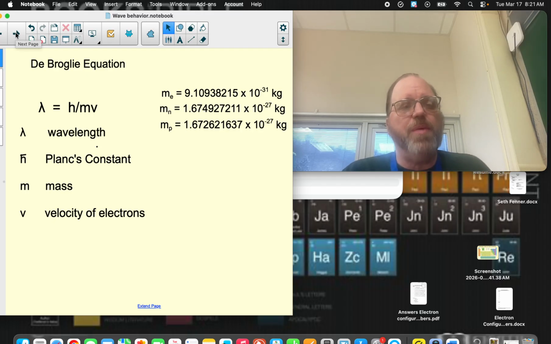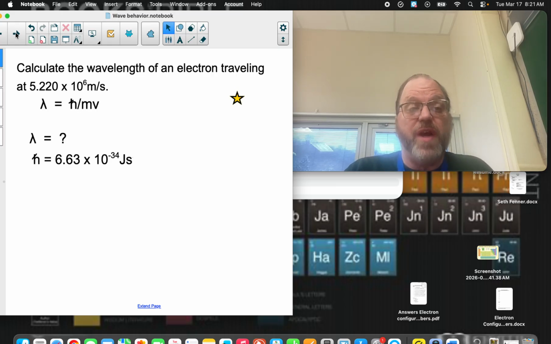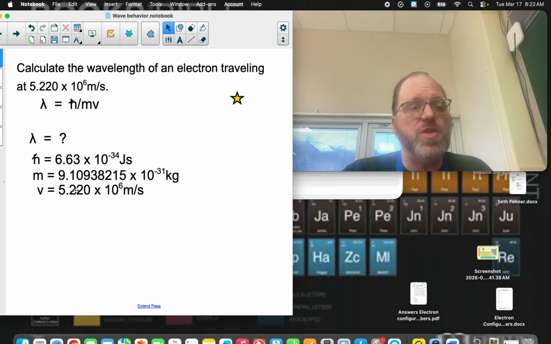All right, so let's take a problem. Calculate the wavelength of an electron traveling at 5.220 times 10 to the 6th meters per second. Those electrons are really moving. All right, so we use our de Broglie equation. We don't know the wavelength that we're trying to find. Planck's constant, of course, is still 6.63 times 10 to the minus 34th joule seconds. The mass of an electron, 9.10938215 times 10 to the minus 31st kilograms, we go back to that last page there, and the velocity is 5.220 times 10 to the 6 meters per second. So plug our values in.